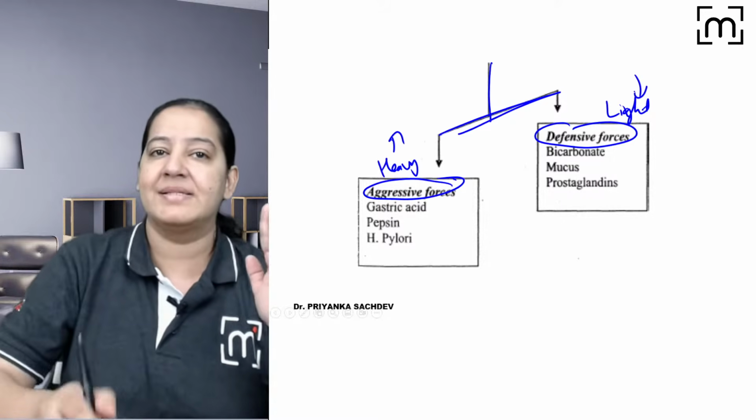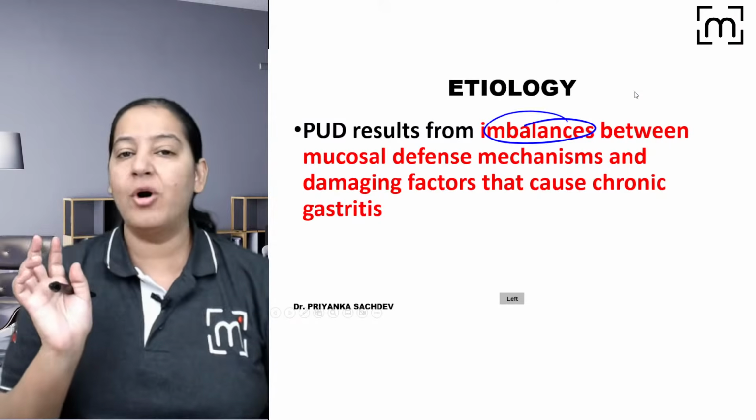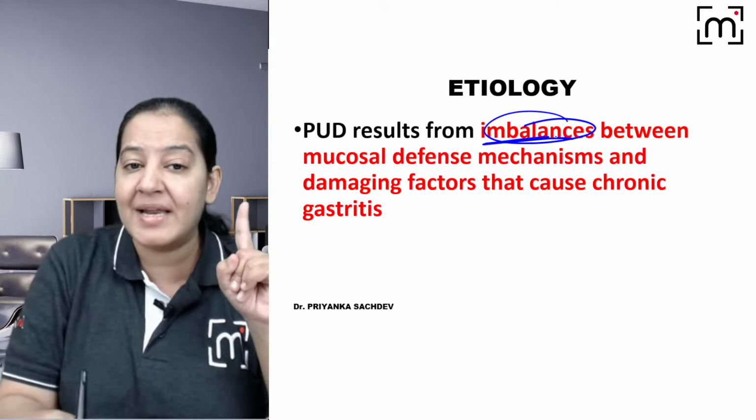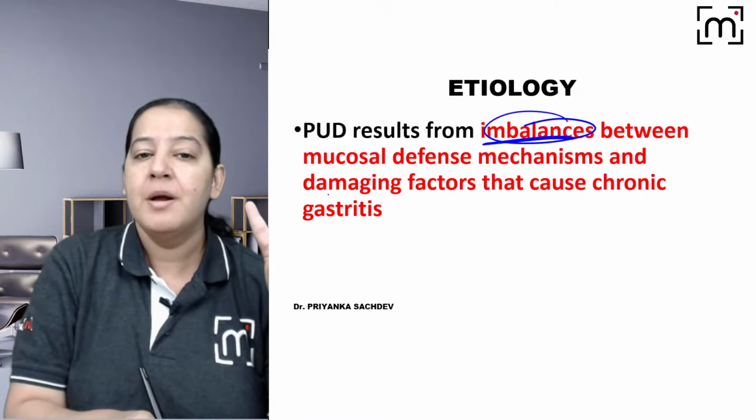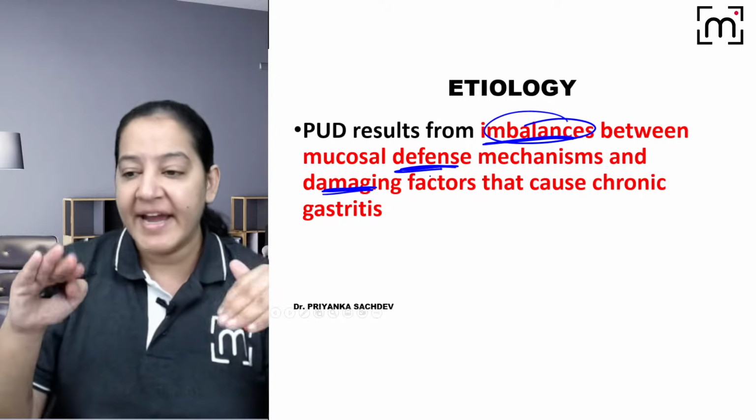So there is an imbalance. It is known as imbalance and it leads to peptic ulcer. So what is the etiology? You must say, ma'am, there is an imbalance between what? Between the two things, between the damaging factor and the defense factor. If there is an imbalance, it leads to ulcer.